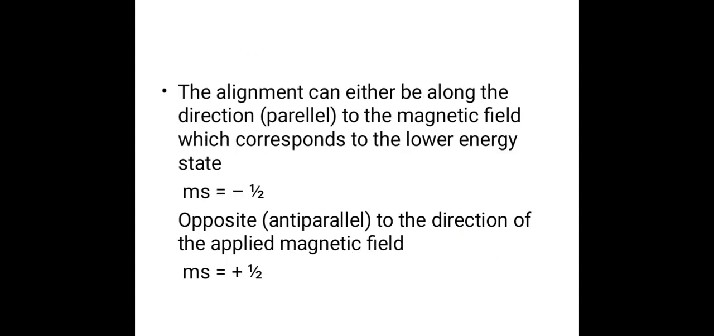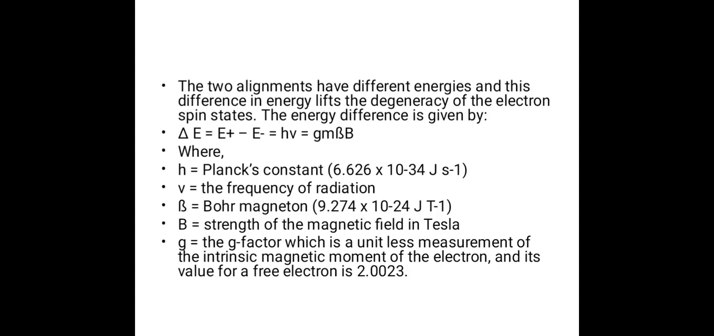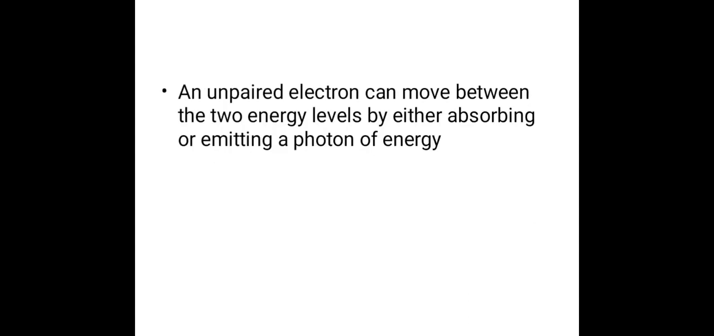The alignment can either be parallel to the direction of the applied magnetic field, which corresponds to the lower energy state, ms equal to minus half, or antiparallel to the direction of the applied field, ms equal to plus half. The two alignments have different energies, and this difference in energy lifts the degeneracy of the electron spin states. The energy difference is given by E plus minus E negative equals h nu. An unpaired electron can move between the two energy levels by either absorbing or emitting a photon of energy.